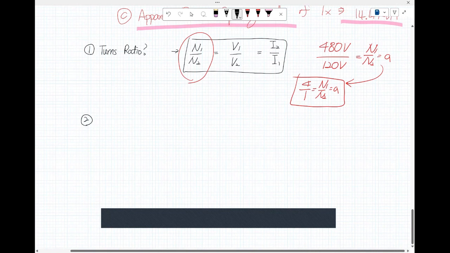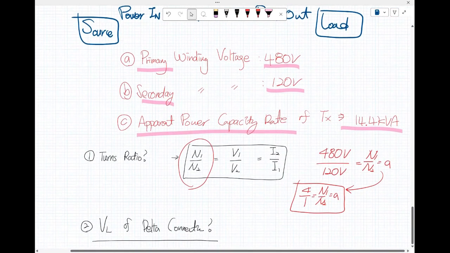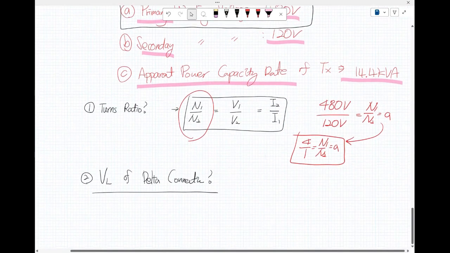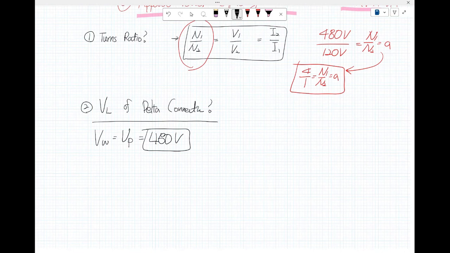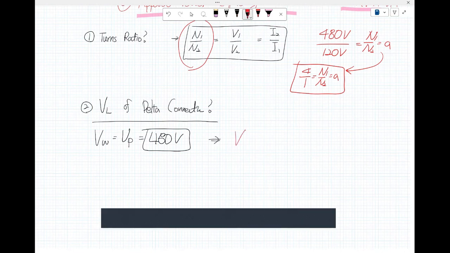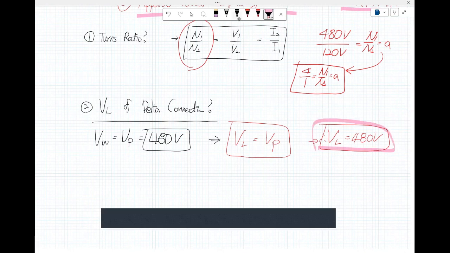Now, what is the line voltage of the delta connection? Go back to the question. The primary side is the delta. They have a hint for the primary winding voltage. Primary winding voltage means primary phase voltage. This is 480 volt. In the delta, we learned before, line voltage and phase voltage should be the same. So V sub L is 480 volt. That is the answer.